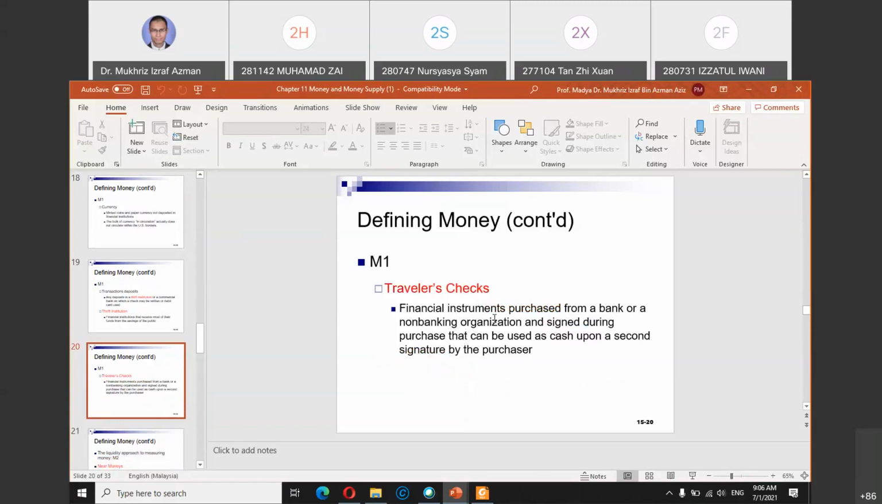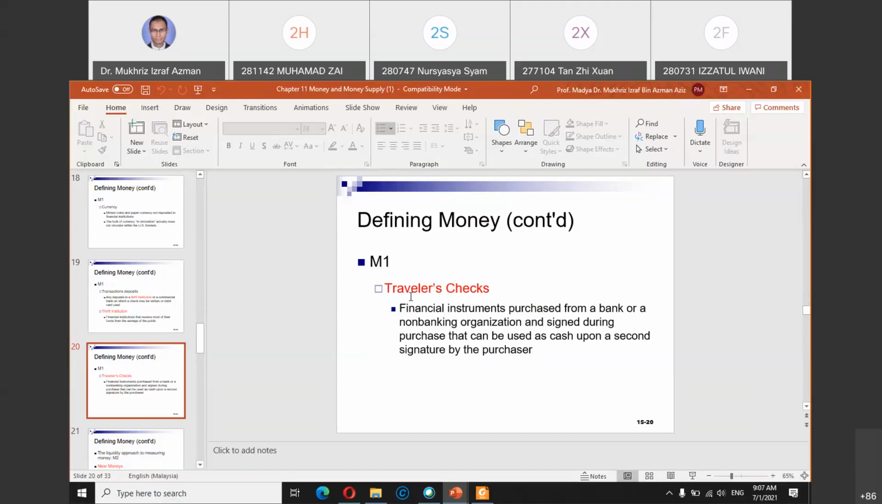Traveler's checks are a financial instrument purchased from a bank and signed during purchase, and they can be used as cash upon signature by the purchaser. I think this is similar to a check, but the way you use a traveler's check is slightly different from a normal check. As I mentioned, Google this and see how a traveler's check looks like.